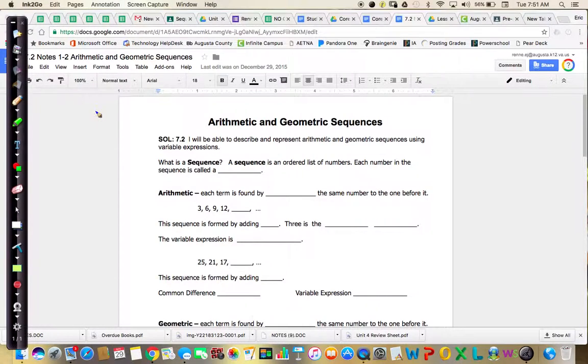So what exactly is a sequence? A sequence is an ordered list of numbers. Each number in the sequence is called a term.